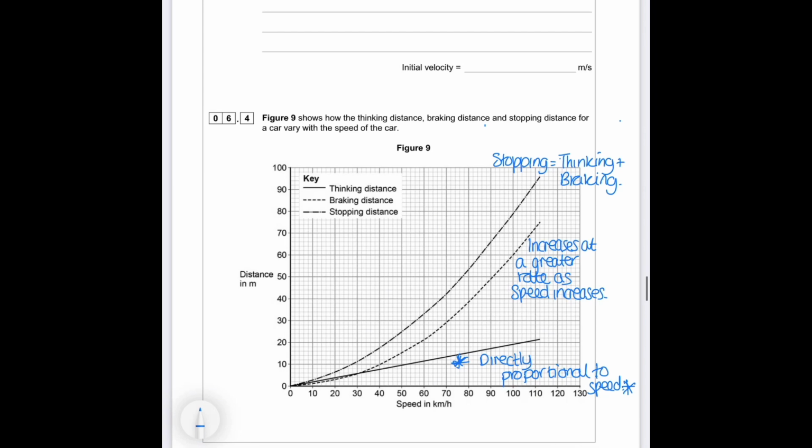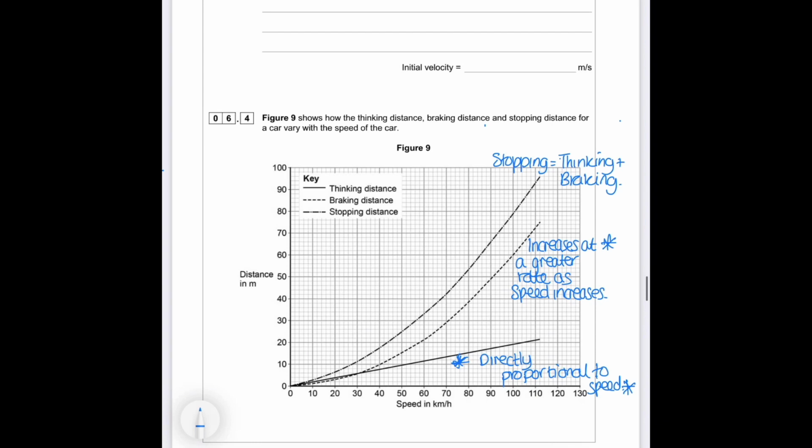So those would be things like the use of drugs, the use of alcohol, if the person is tired or not. Then, if we look at our second graph, which is the braking distance, we can see that as the speed increases, the distance travelled before the car actually stops when you apply your foot on the brake also increases. However, this isn't a directly proportional graph.